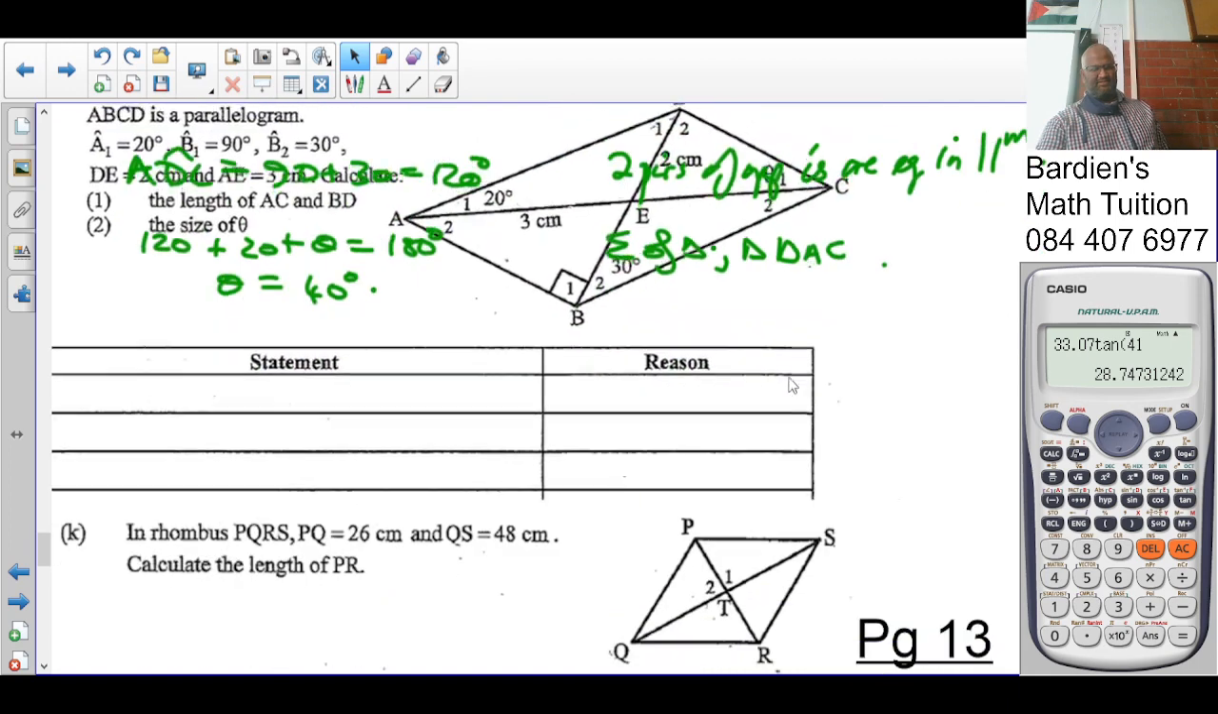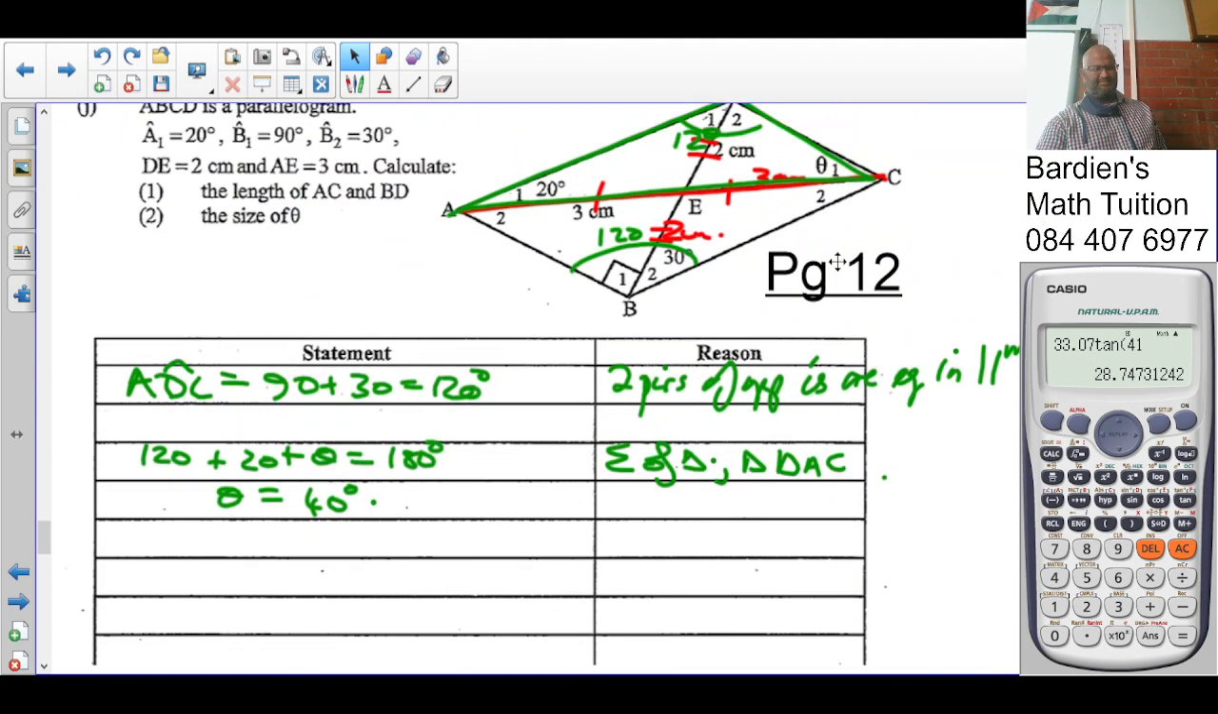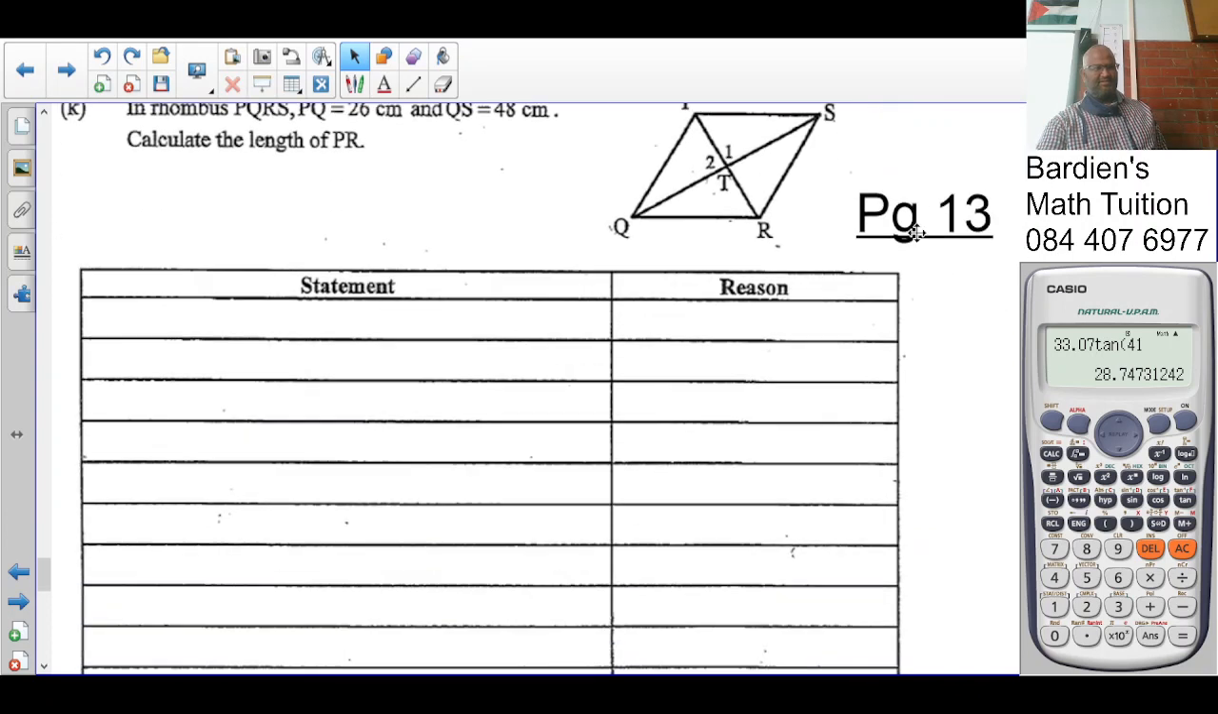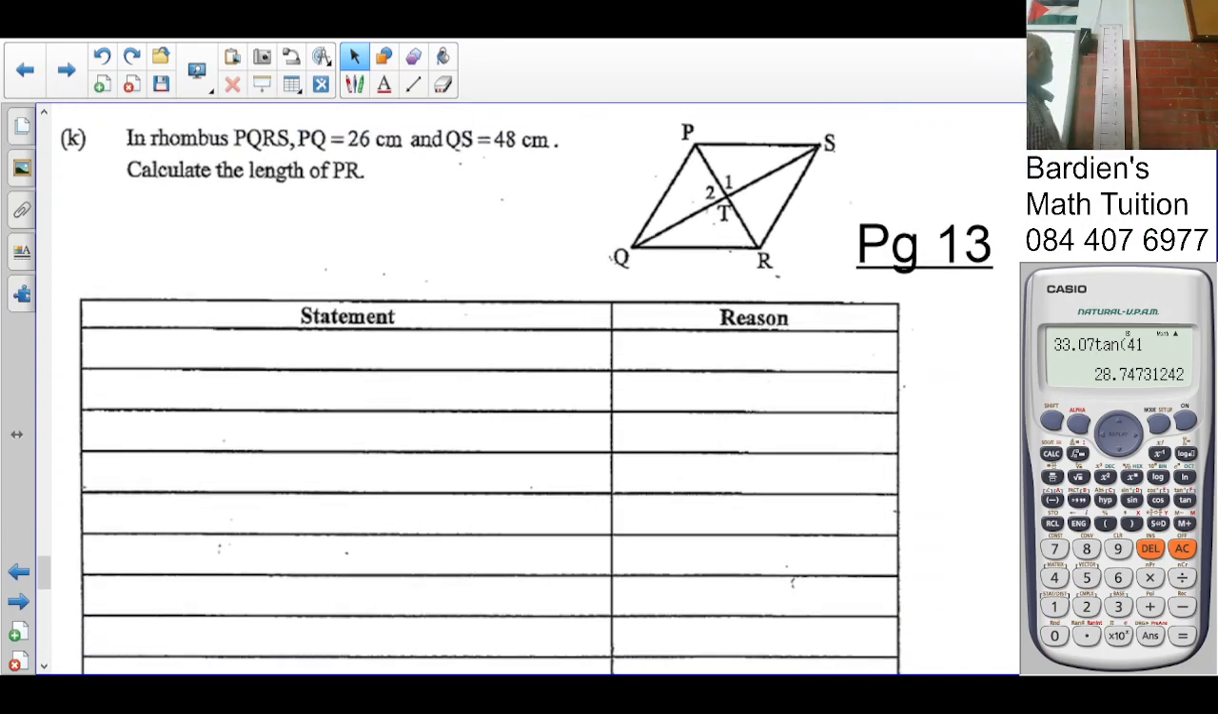Right, next. Page 13. In rhombus PQRS. If we tell you it's a rhombus, 6 properties come to mind. I'm not going to repeat it. We are then told that PQ is 26. QS is 48. Calculate the length of PR.